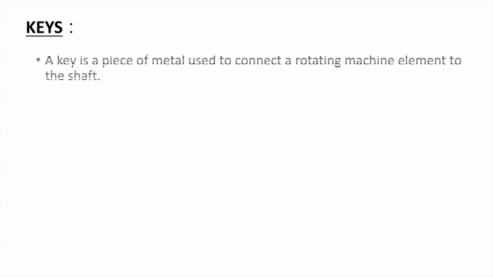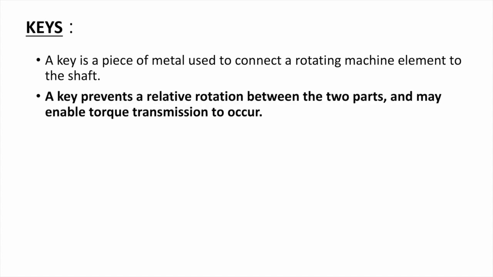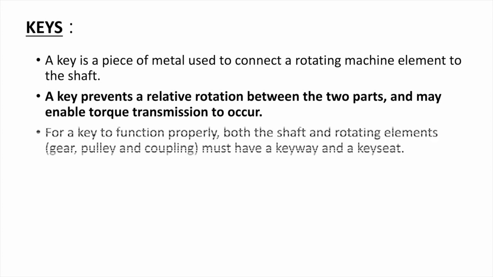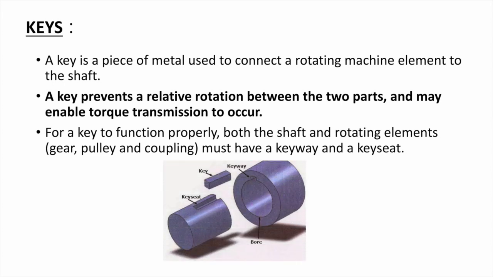Let's learn about keys. A key is a piece of metal used to connect a rotating machine element to the shaft. A key prevents relative rotation between two parts and may enable torque transmission. In simple words, a key ensures that the shaft does not slip from the coupling. A keyway and key set is important for a key to function properly between shaft and rotating elements. In this picture, you can clearly see the key, keyway, key set. Now for a better understanding, let's see an animation video.